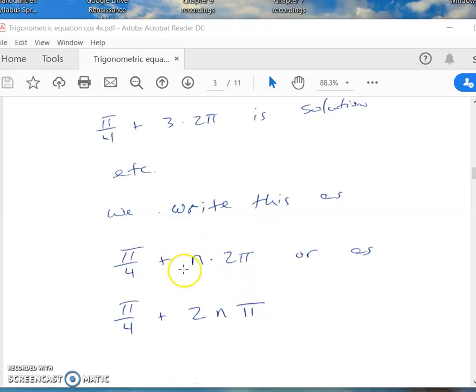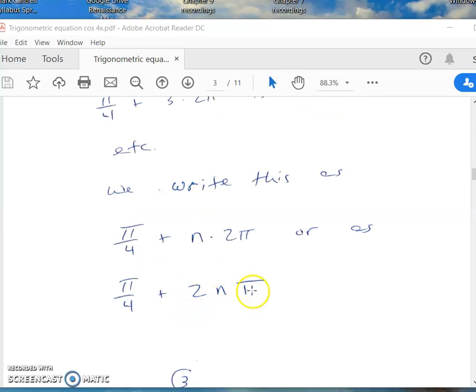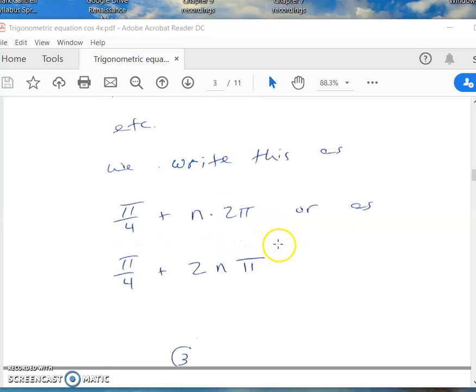If I were the king, I would leave it like this. I think this is more clear. However, it is customary in the textbooks to write it like this. It's exactly the same, right? n times 2 pi is the same as 2 times n pi. This is the way you normally will see it, but this is the way I look at it when I'm trying to figure out these problems.